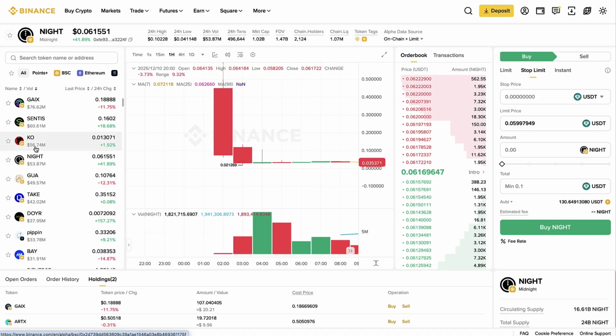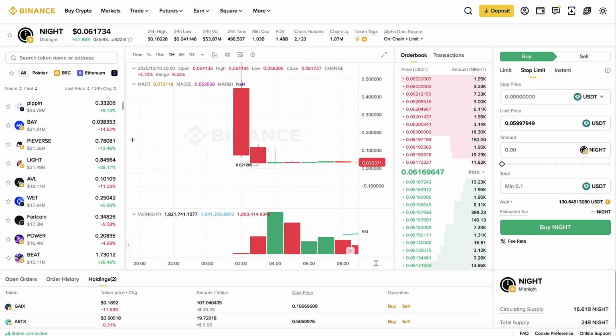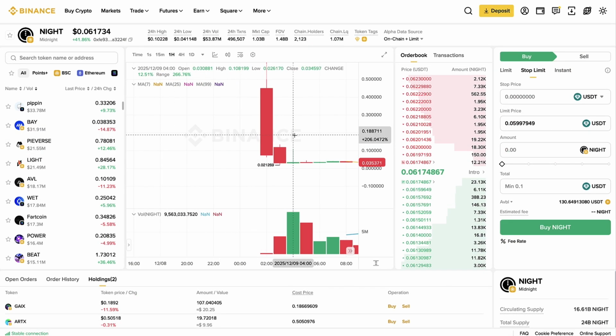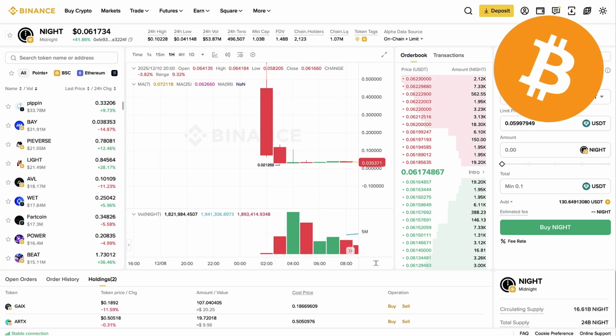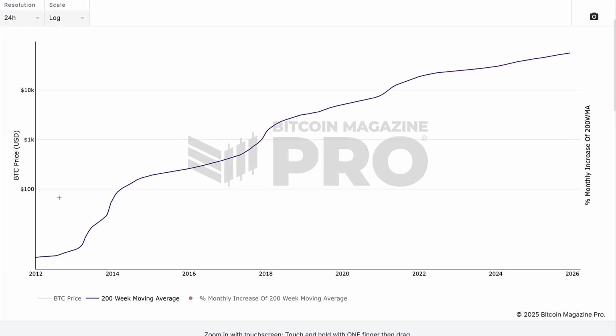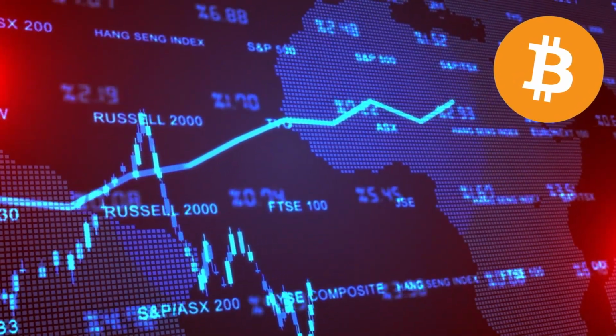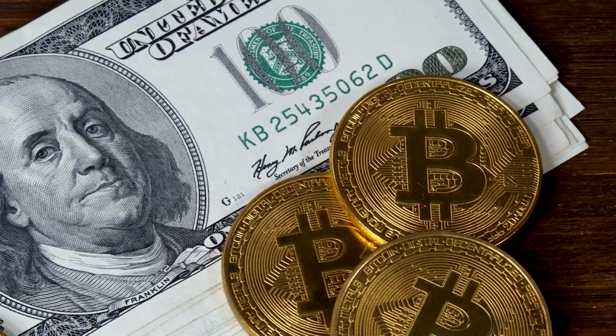And in the long run, almost all of these coins here on the Binance Alpha typically lose over 99% of their value against Bitcoin. And that's why, of course, Bitcoin is the safest bet, because the 200-week moving average of Bitcoin has always been going higher. It means that every single long-term holder of Bitcoin has always earned profits as long as they held Bitcoin long enough.